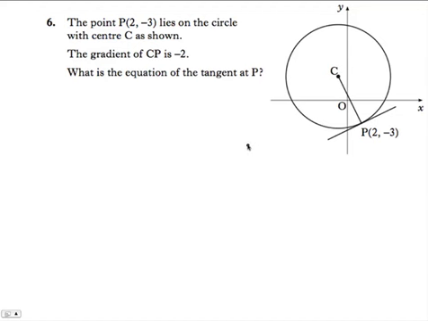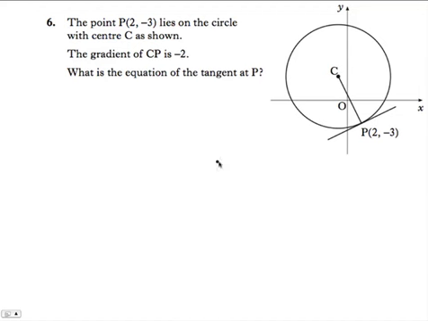So this is question 6, Paper 1, 2011 Higher Maths. We're given a circle and a tangent to that circle with point of contact being the point (2, -3). And we're asked what is the equation of this tangent.